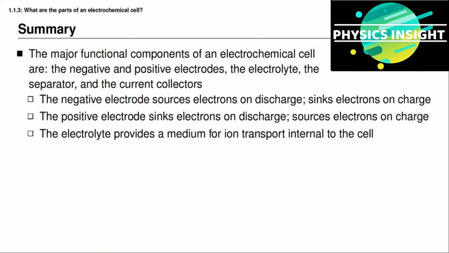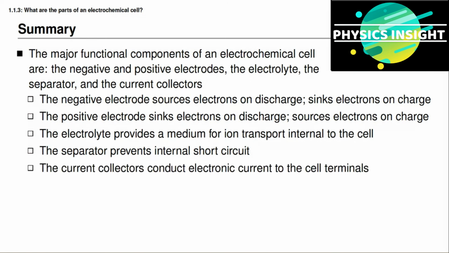The electrolyte provides a medium for ion transport internal to the cell in order to maintain charge balance inside of this cell. The separator prevents an internal short circuit by physically isolating the positive and negative electrodes from each other mechanically and also electrically. However, it still has micropores in it that allow for a path for ions to flow through it. Finally, the current collectors conduct electronic current from the electrodes to the cell terminals. That is, they allow electrons to flow from the electrodes to and from the external cell terminals.